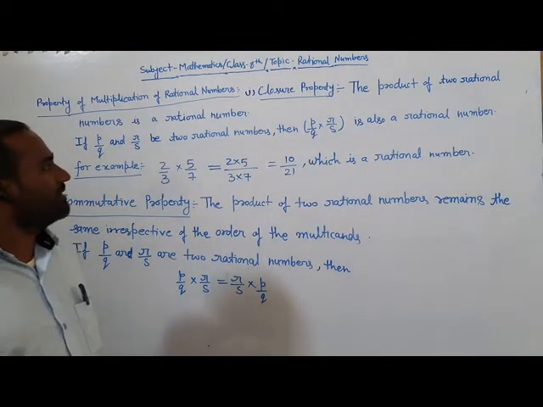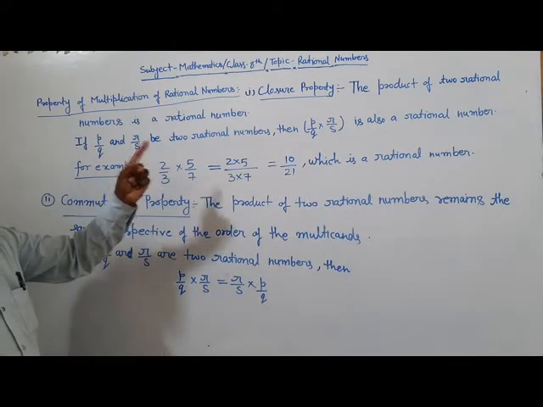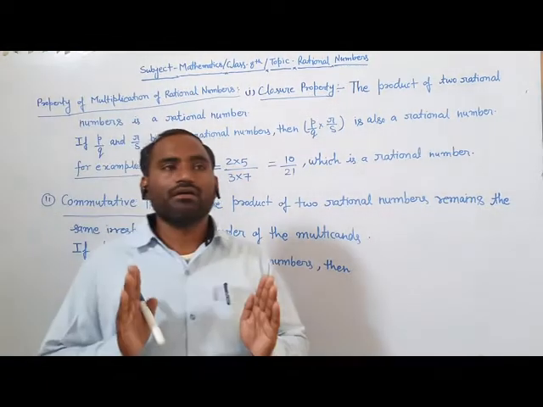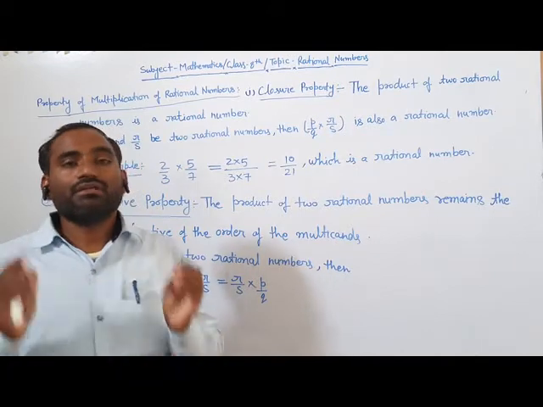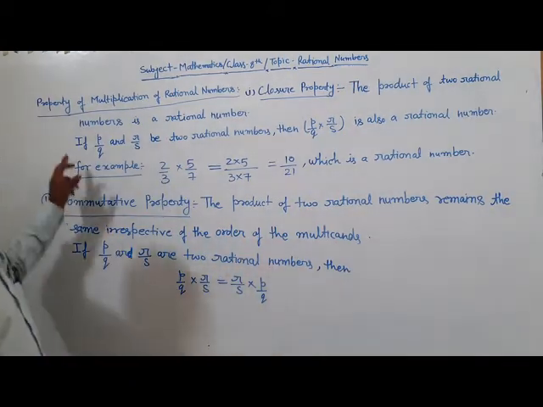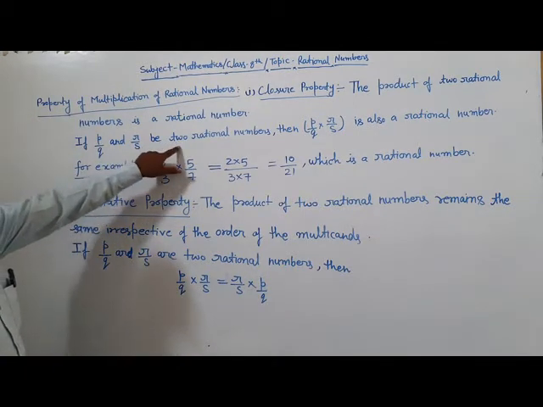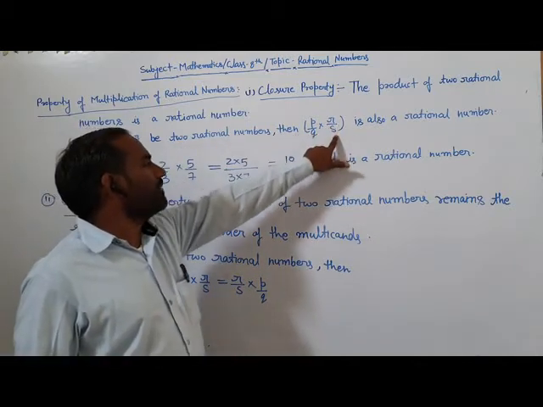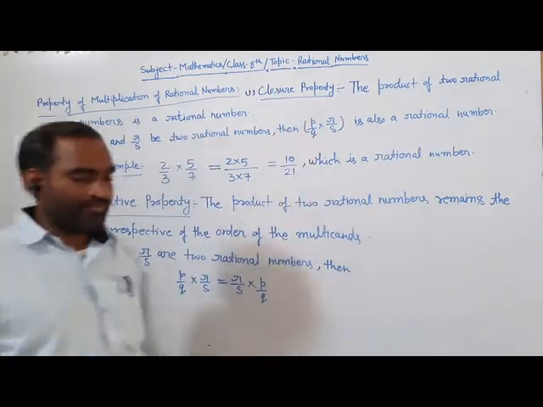In the closure property, the product of two rational numbers is a rational number. If you multiply any two rational numbers, the answer will also be a rational number. Let p by q and r by s be two rational numbers, then p by q into r by s is also a rational number.